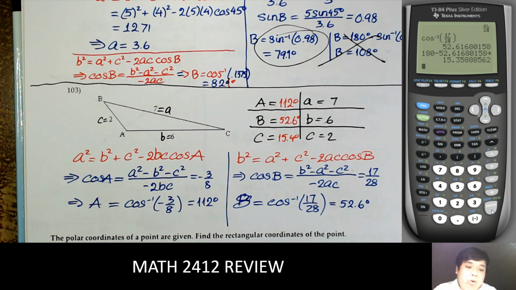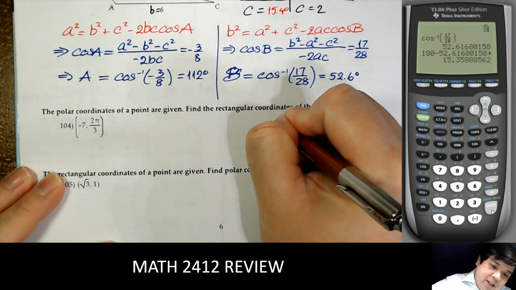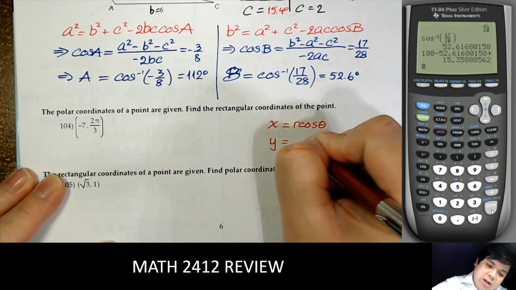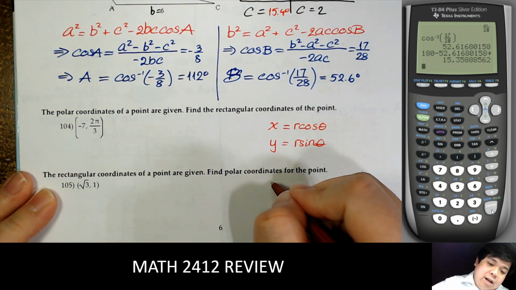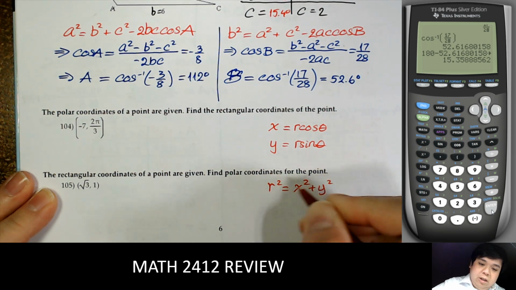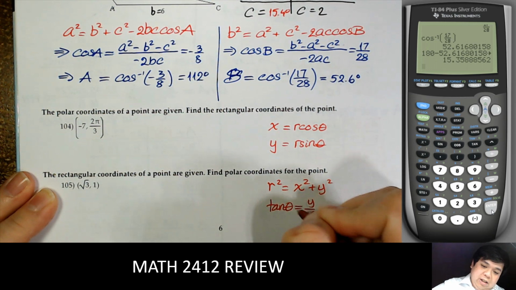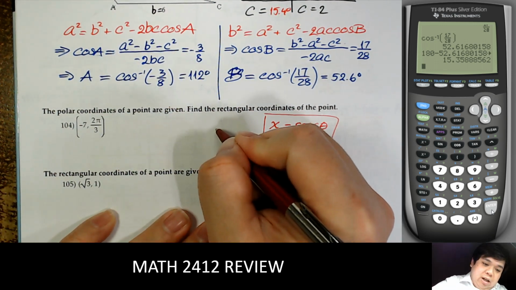Right. Next, we'll convert between rectangular and polar coordinates. So this will be the relation. We have x equal to r cosine theta, y equal to r sine theta, and then r squared is equal to x squared plus y squared, and the tangent of theta is equal to y over x. So those are what relate them.